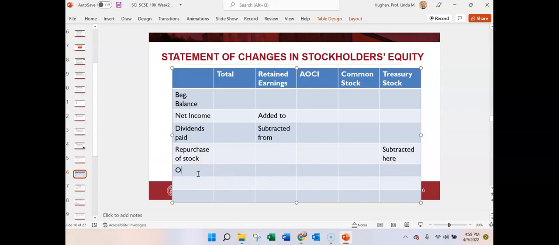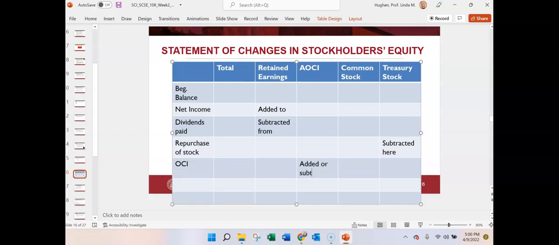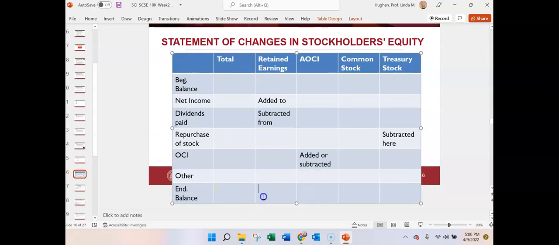We'll have a row for other comprehensive income. And where do you think other comprehensive income, aside from the total, affects: A, retained earnings, B, AOCI, C, common stock, or D, treasury stock? Of course, the answer is AOCI. It is going to be added if it's other comprehensive income, or subtracted if it's an other comprehensive loss. Other, if there's anything else, and finally we're going to get the ending balance. And you're going to be able to see these totals also on the balance sheet in the stockholders' equity section of the balance sheet.